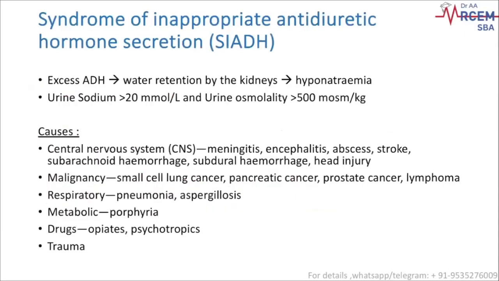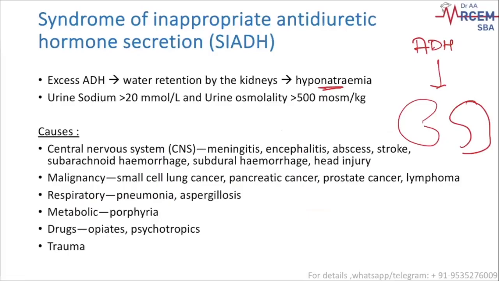Syndrome of inappropriate ADH secretion. So an inappropriate amount of antidiuretic hormone is secreted. So a large amount of water is retained by the kidneys into your circulation, resulting in what? Dilutional hyponatremia. Low levels, dilutional hyponatremia will result.